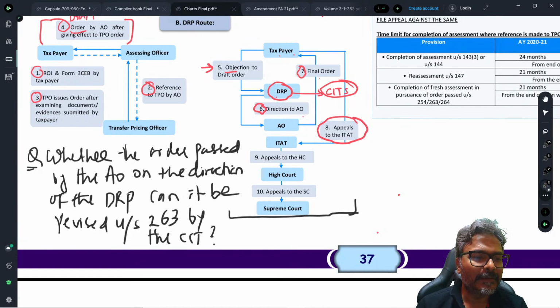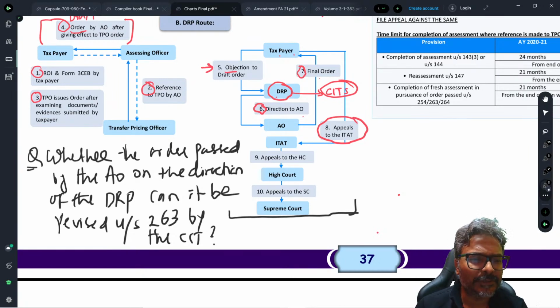In this context, can it be revised under section 263 by the CIT? You'll say, sir, what is the revision provision? Can you tell us? So students, the provision of section 263 is that if the order of the AO is erroneous and prejudicial to the interest of revenue, then yes, that order can be revised.